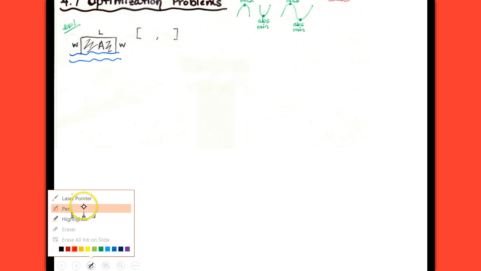All right. Number two, draw a handy dandy picture. So I can go through and say, okay, if I'm trying to draw a picture of this thing, they told me that I had a rectangular pen and it was along a river. So here's my rectangular pen. I don't need any fencing over here. So I'll have a width here, and a length here.